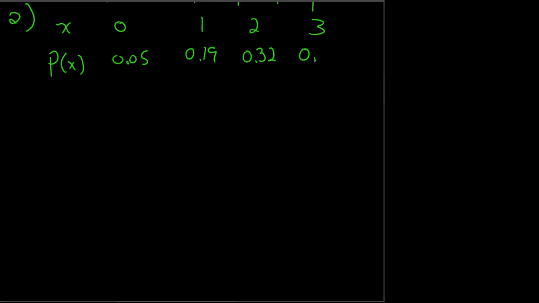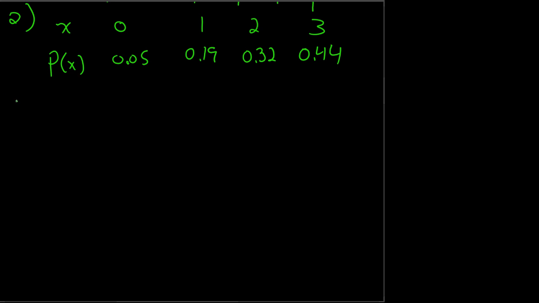Alright, so problem number 2 on the review is looking at the distribution of television sets. And it says, hey, you have 0, 1, 2, or 3 television sets, and your probability distribution is 0.05, 0.19, 0.32, or 0.44. And so these are all the different probability distributions that you can have.